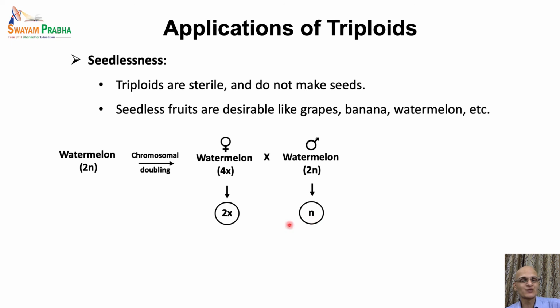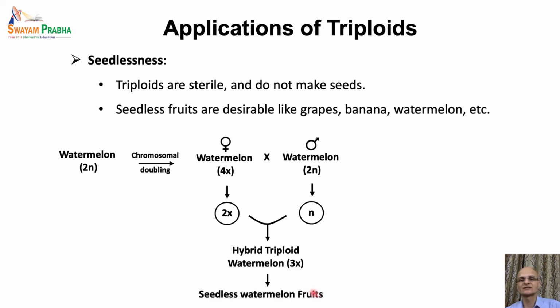When these gametes fertilize, they produce hybrids that have 3x, or 3 sets of chromosomes. So they have a triploid ploidy. When these plants are grown, they bear seedless fruits.